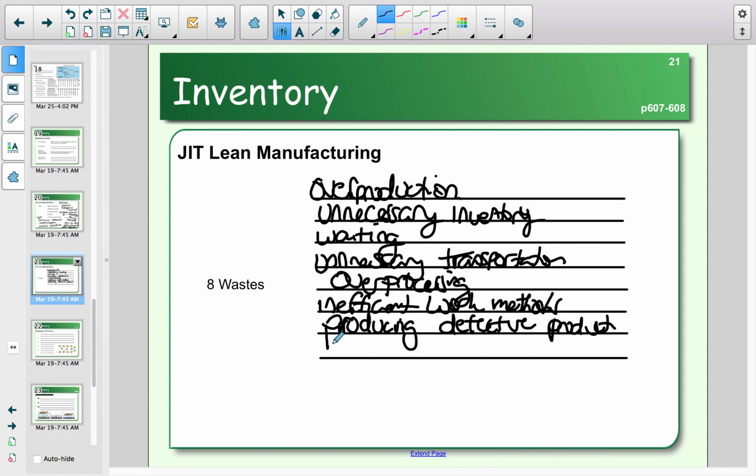And finally, the waste we want to get rid of is the underutilization of our employees. When we look at the underutilization of our employees, we have two factors to consider. If they're sitting idle and they're waiting because we have to rush an order because inefficient work methods have been used, then we are underutilizing our employees' skills.